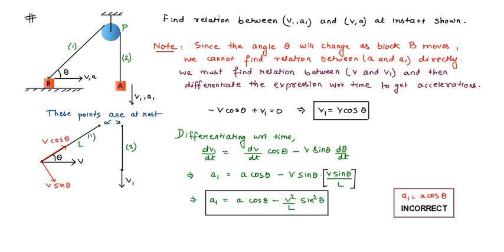Next, if I differentiate this expression with respect to time, you can see that cos theta will not be a constant term because this theta is changing. So if I differentiate this expression, I also need to differentiate the cos theta term. So I've used the chain rule over here. You can see that dv1 by dt will be dv by dt into cos theta, and then I've differentiated this term cos theta, which gives me minus sin theta into d theta by dt. So dv1 by dt is the acceleration a1 and dv by dt is the acceleration a.